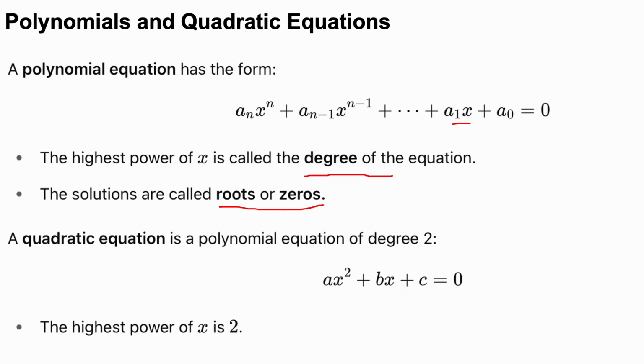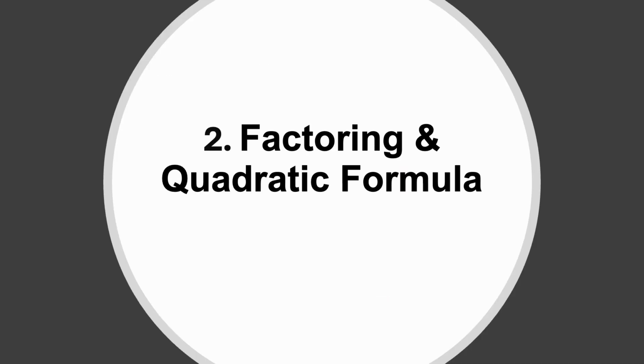A quadratic equation is simply a polynomial equation of degree 2. It has a form like ax square plus bx plus c equal to 0. So, regarding polynomial and quadratic equation, the relation is that a quadratic equation is a polynomial of second order. Now we will talk about factoring and the quadratic formula.